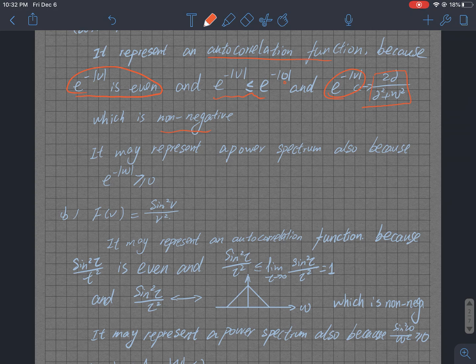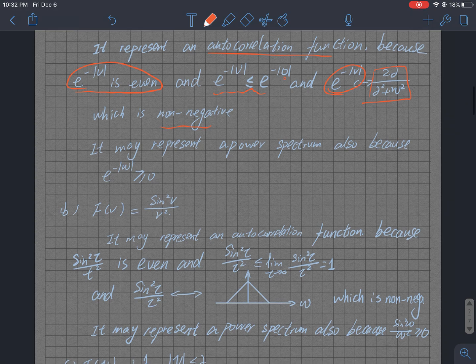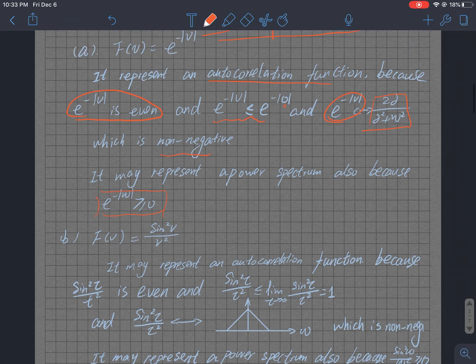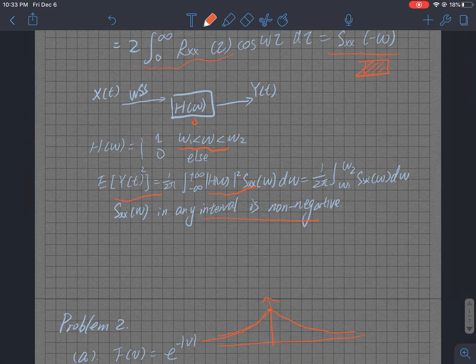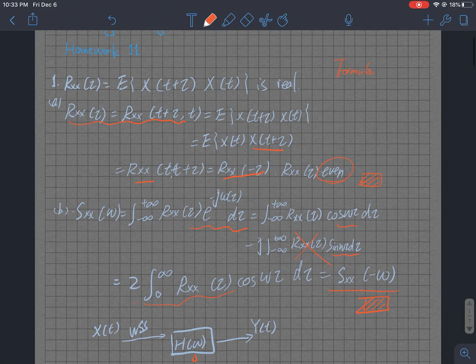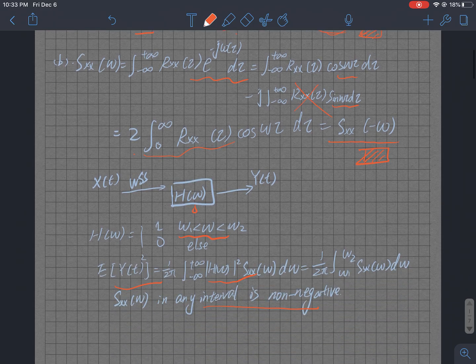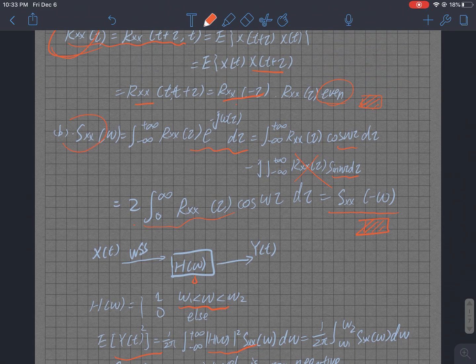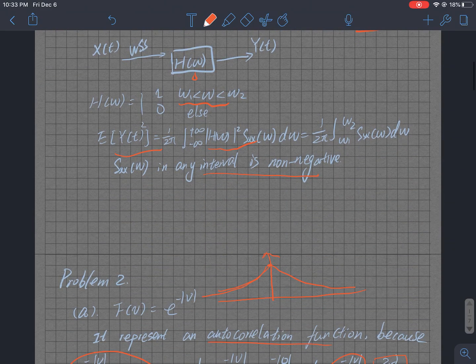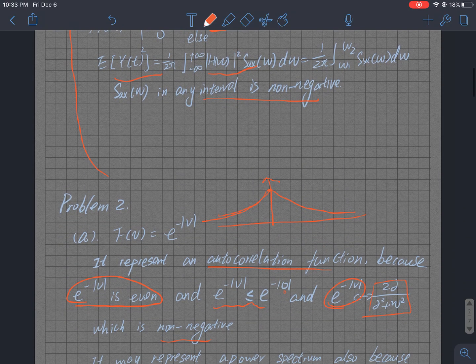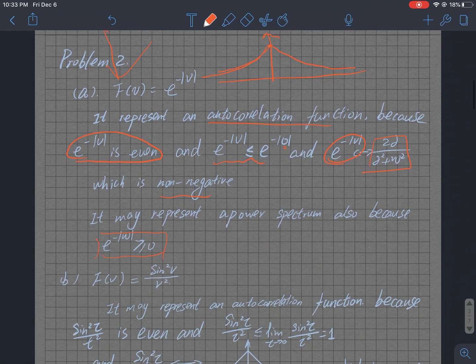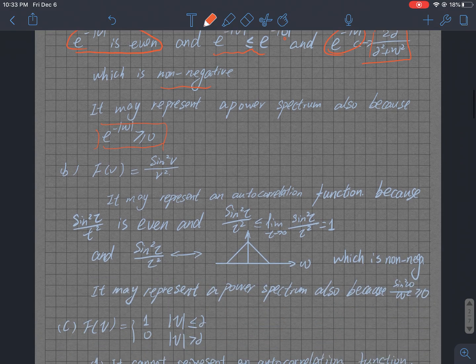and it can also represent a power spectrum, because this one is greater than 0. Because we already have the properties of the spectrum density function and the autocorrelation function, we know the properties of these 2 parts, and we can formalize the standard for validating whether this function is an autocorrelation function or a power spectral density function or not.